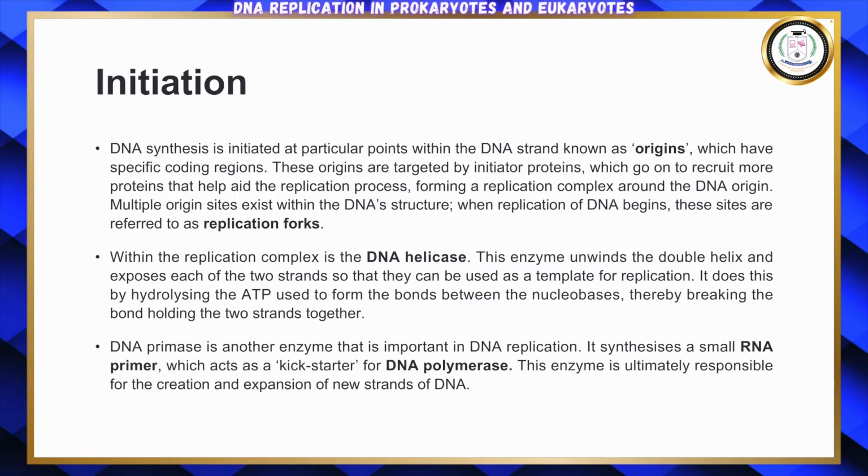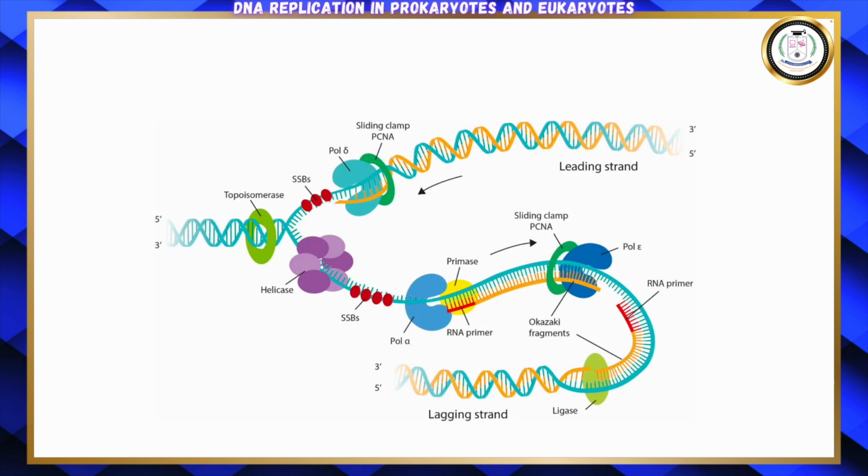And this is where the DNA polymerase comes into action. We can see this in a detailed picture. So for instance, you can see there are two strands which are split apart. One is the leading strand, another one is the lagging strand.